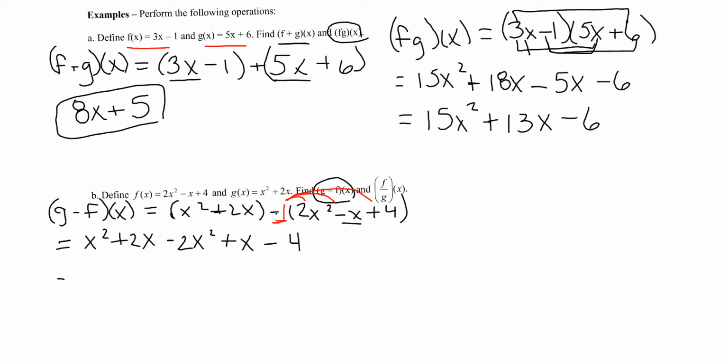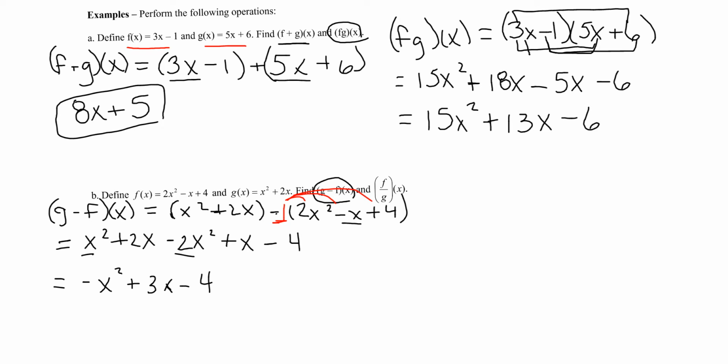And then we're going to combine our like terms. So we have x squared minus 2x squared, which will give me negative x squared, or negative 1x squared. 2x plus x will give me plus 3x, and then minus 4. So that will be our final answer there.